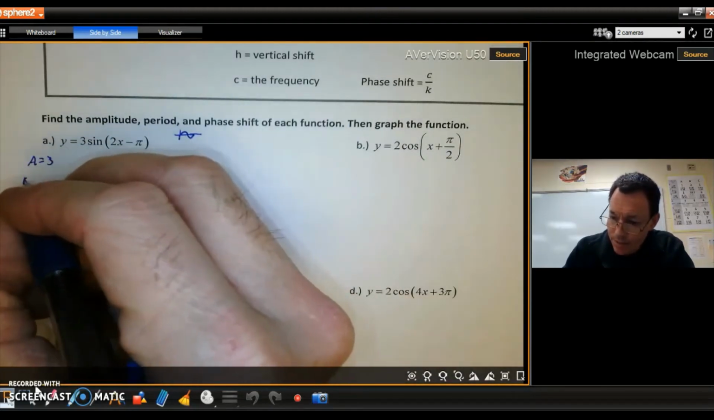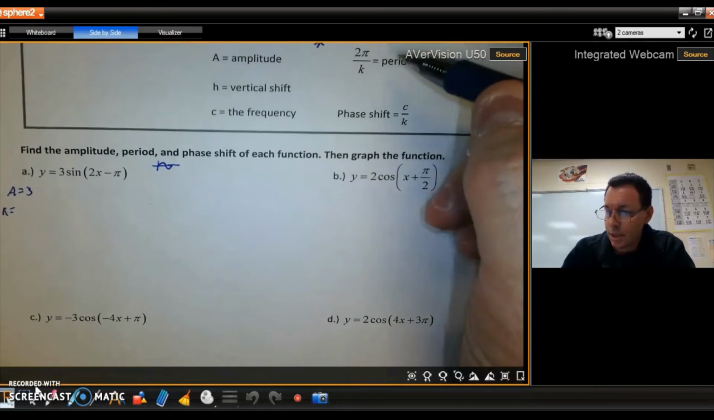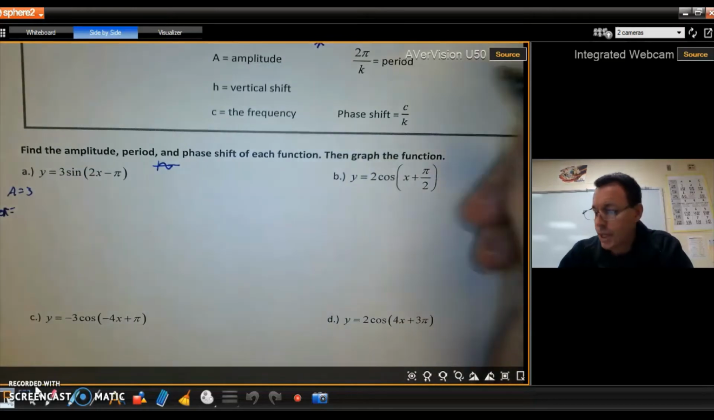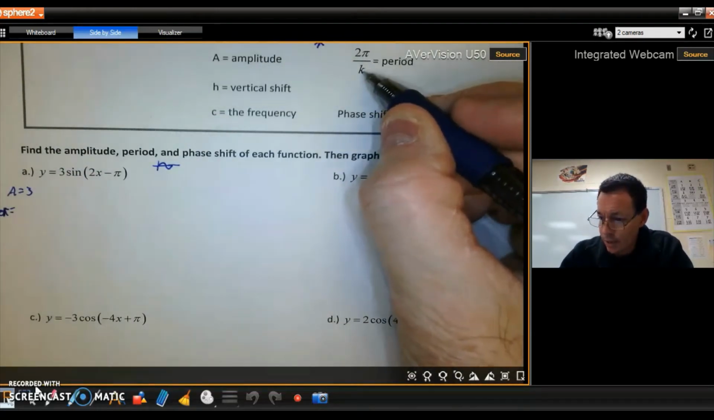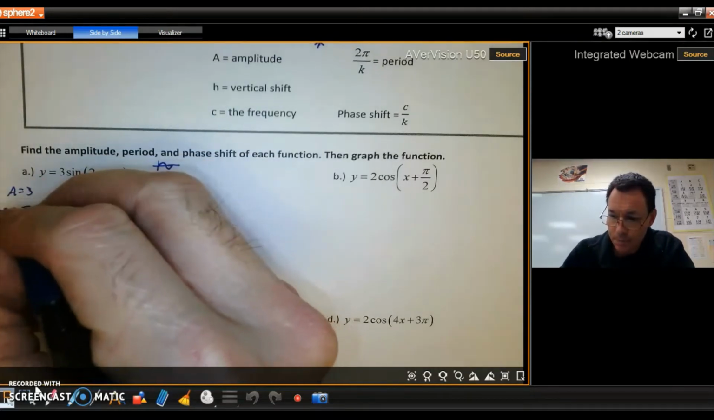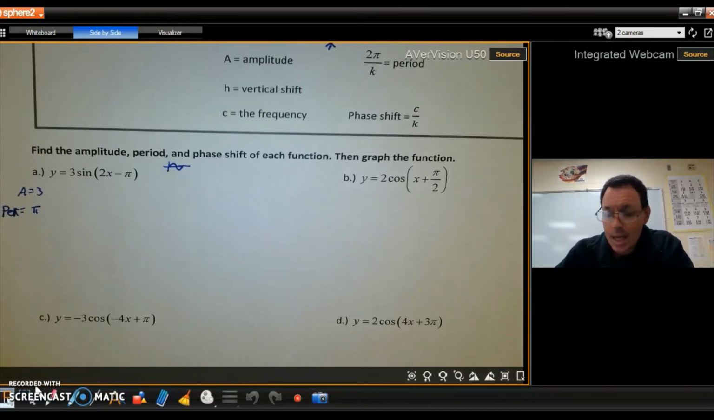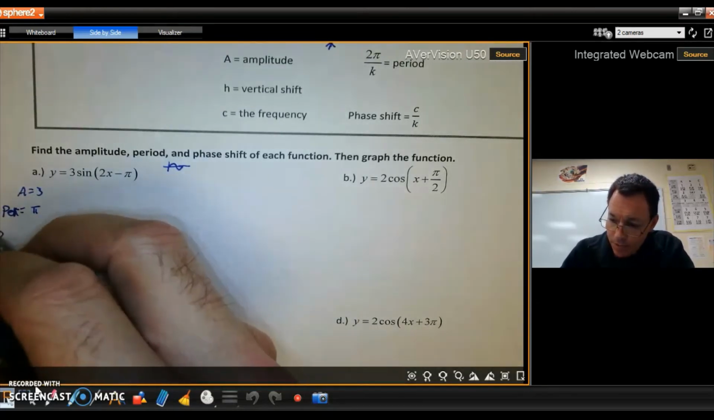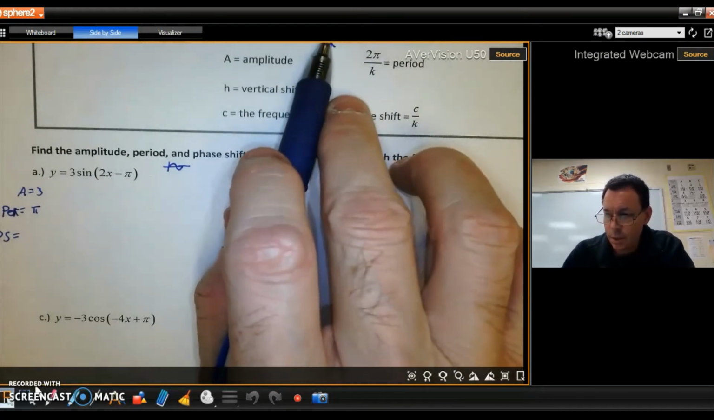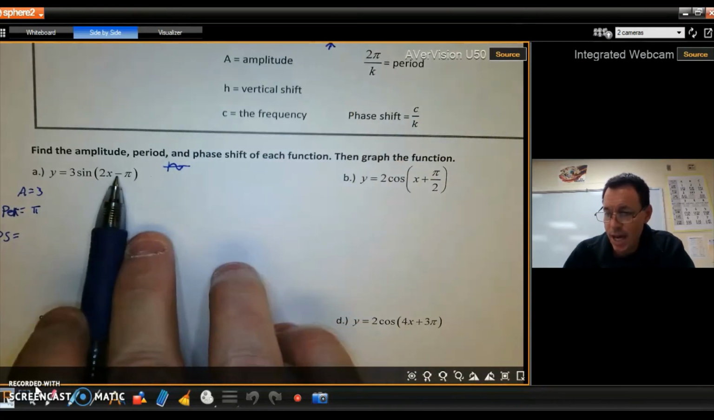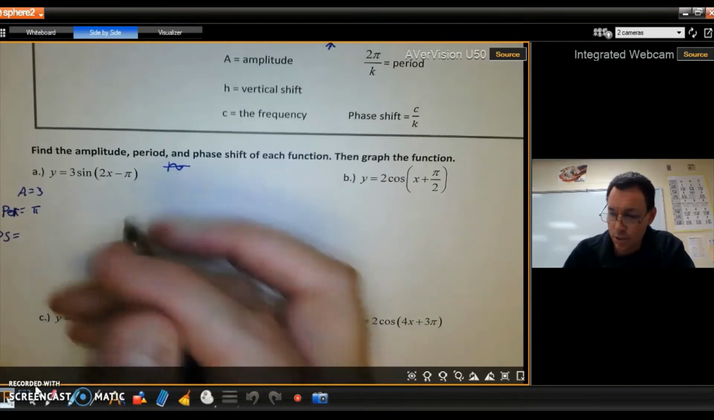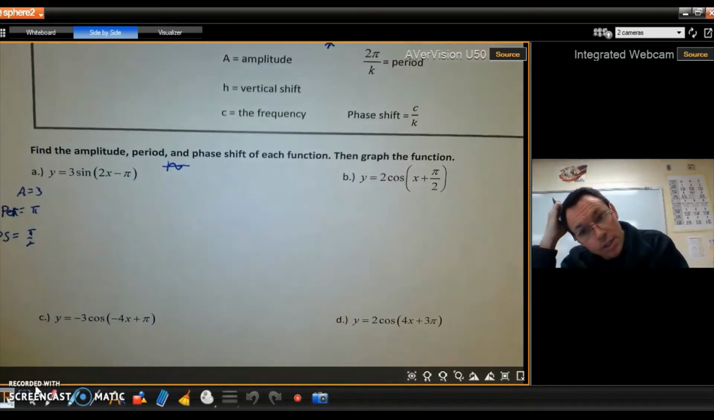I know the period, remember, is 2 pi over k. Well, the k is a 2, so it's going to be 2 pi over 2, so it's going to be pi. So that's the period, pi. And then I know that this graph is going to have a phase shift of, well, remember, that minus is part of the formula. So it's the opposite of what you're looking at. So it's just the positive pi value, not the minus pi. So it's pi over 2.